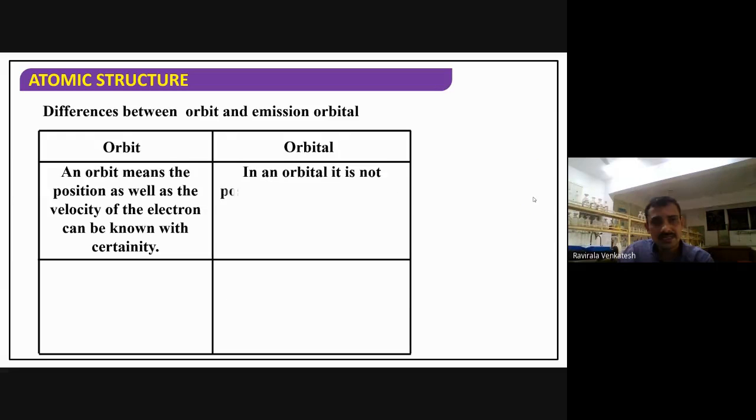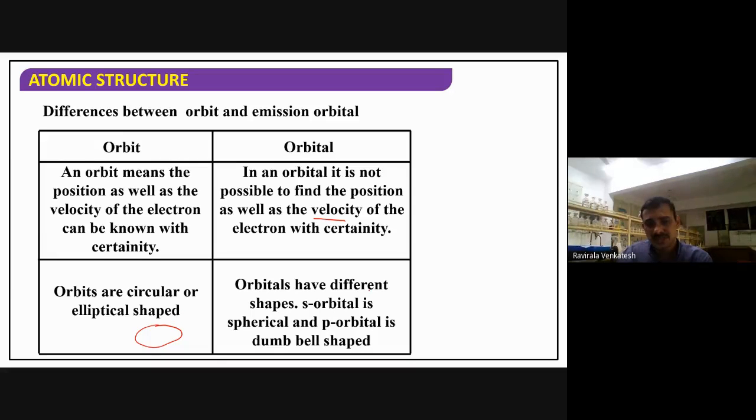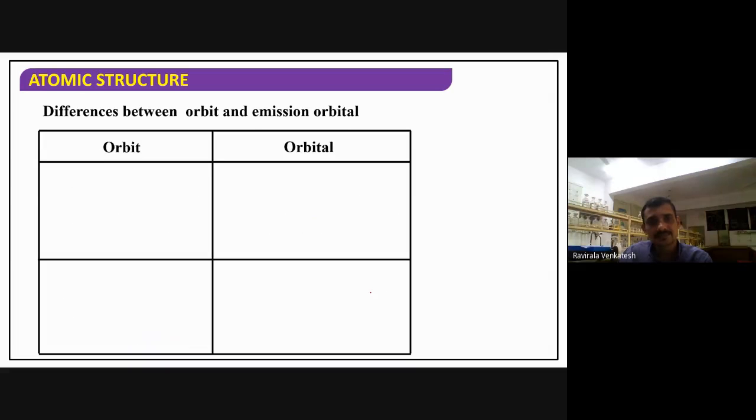Next, an orbit means the position as well as the velocity of the electron can be known with certainty. In an orbit, we generally find where the position is and also what the velocity of the electron is. But in an orbital, it is not possible to find the position, and the velocity of the electron cannot be calculated. An orbital is only a three-dimensional space actually. Orbits are circular paths like this, or elliptical paths like this, whereas orbitals have shapes, spherical shapes, dumbbell shapes like that.